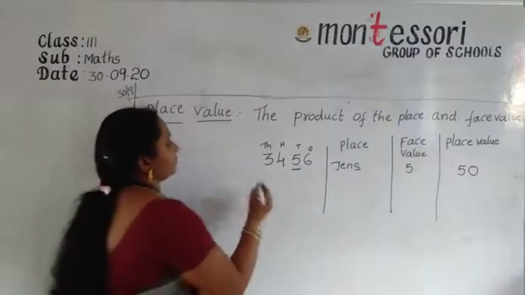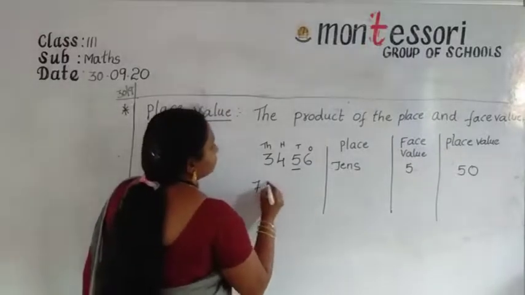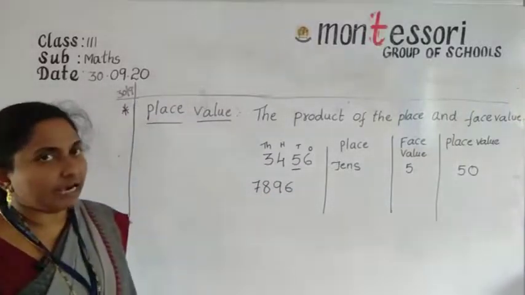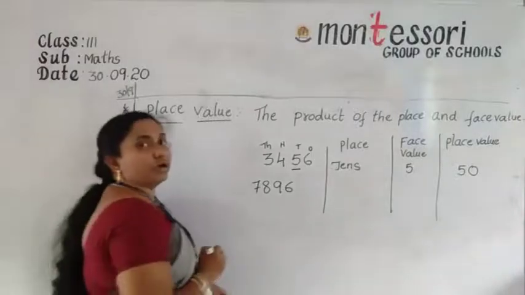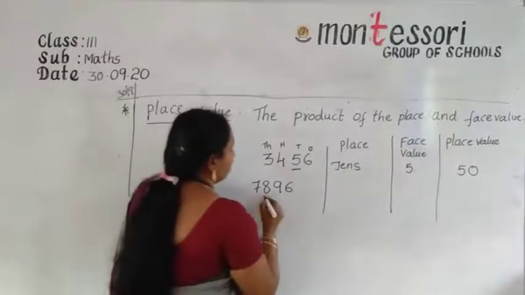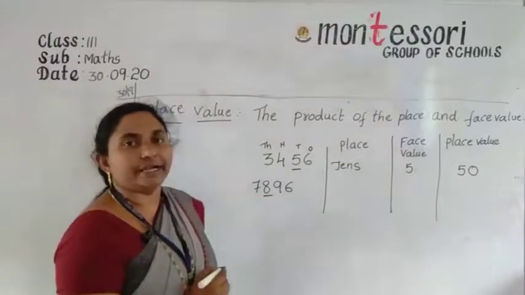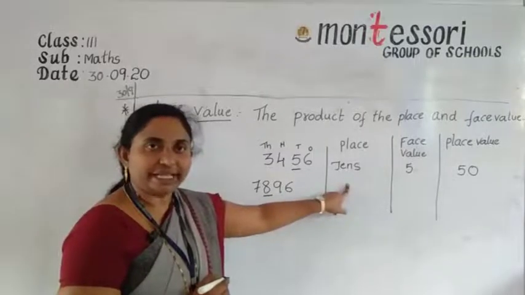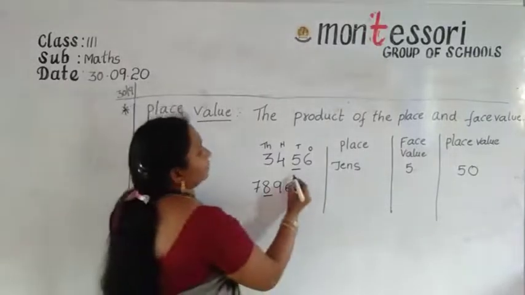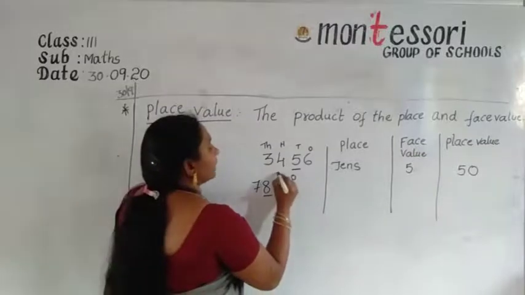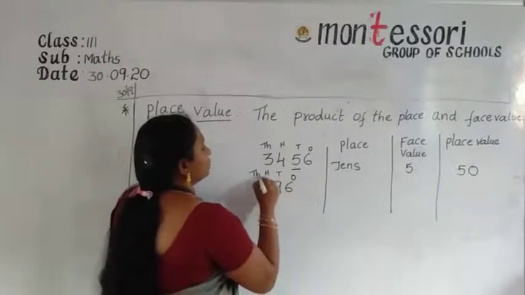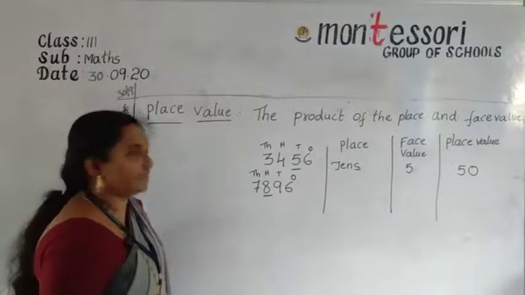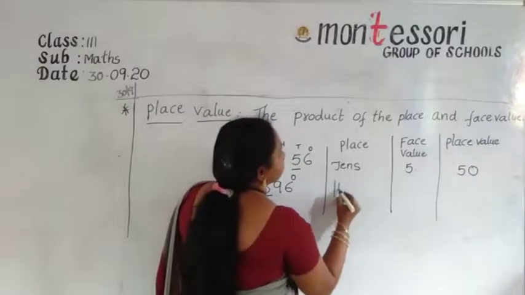Now for example, one more problem, 7896. In this given problem, I underline 8. So what is the place of 8? Now I am writing place values: ones, tens, hundreds, thousands. So in which place is 8 here? Hundreds. Now I am writing here hundreds.